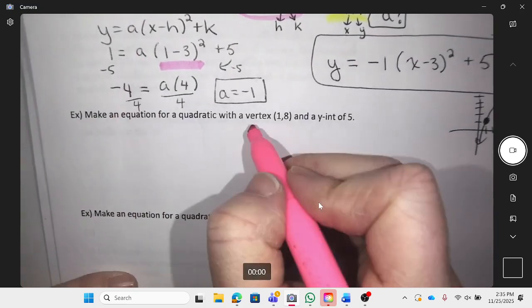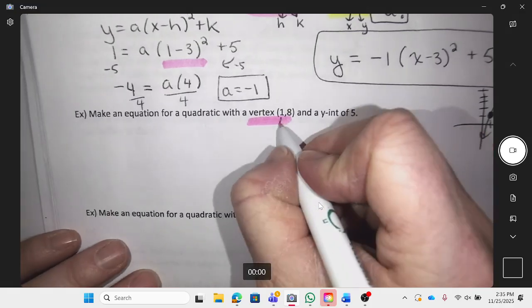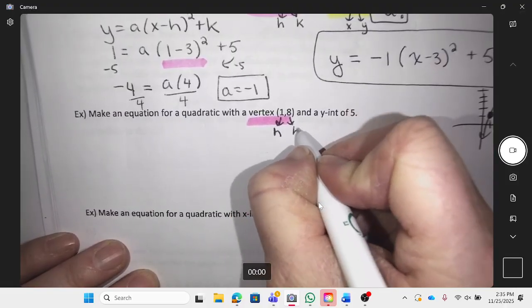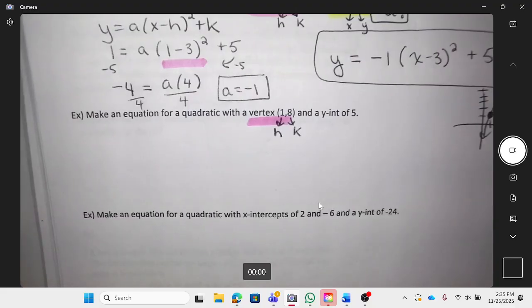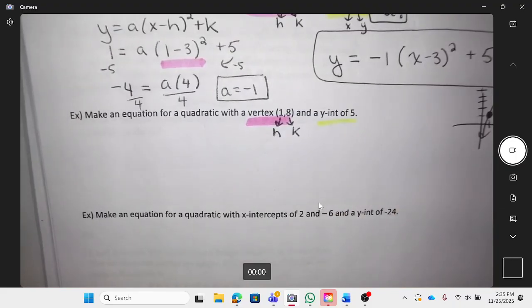This time I've given you a vertex. Same thing, I've been giving you a vertex. Which two letters are we already picking? Vertex will replace what letters? H and K. And a y-intercept. Oh, this is new. Really, the y-intercept is a point.